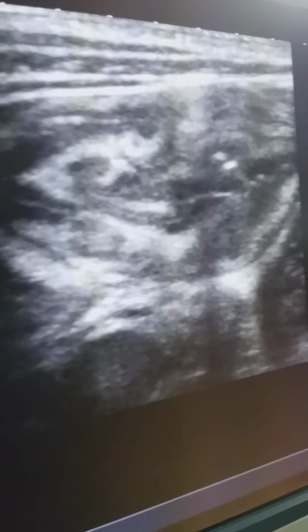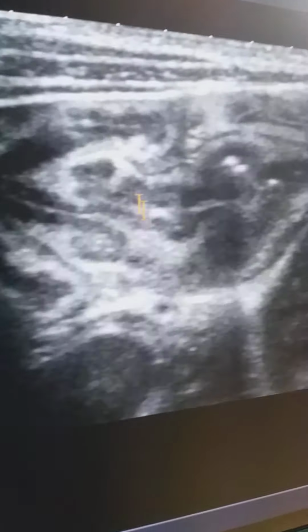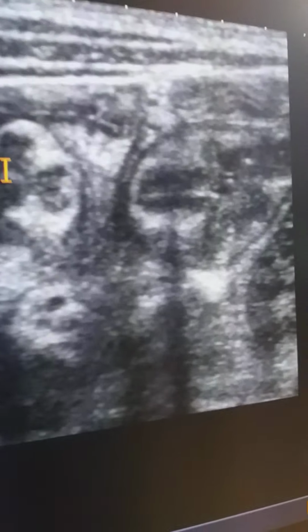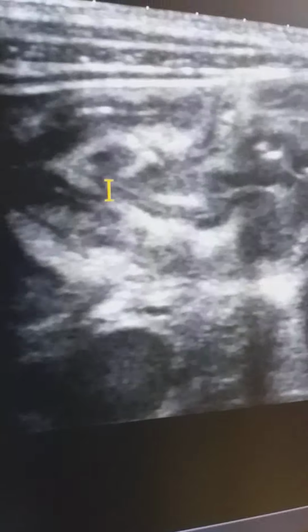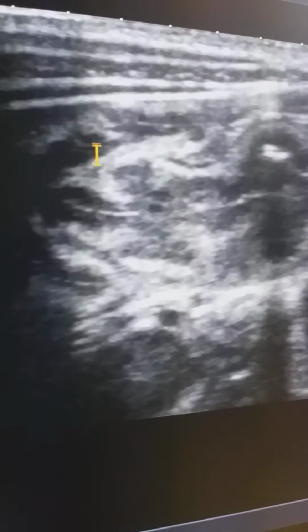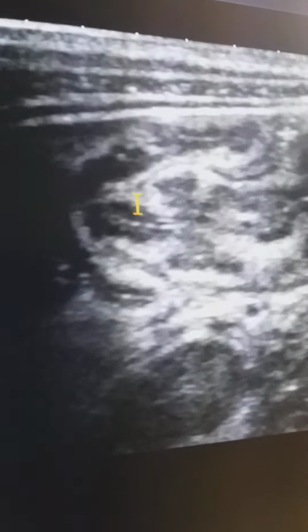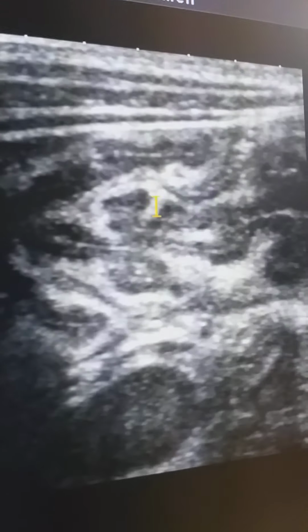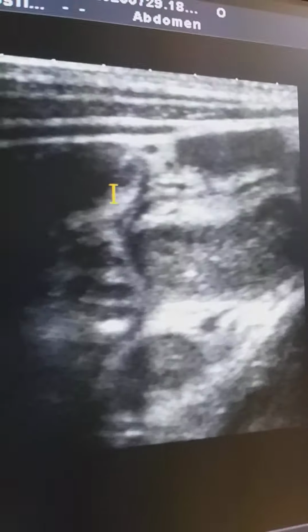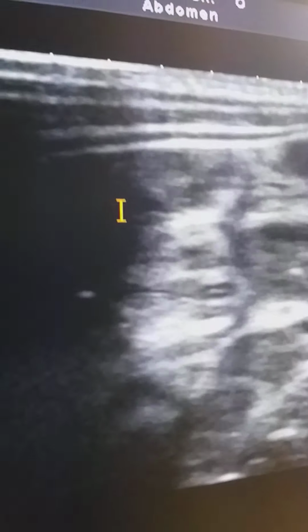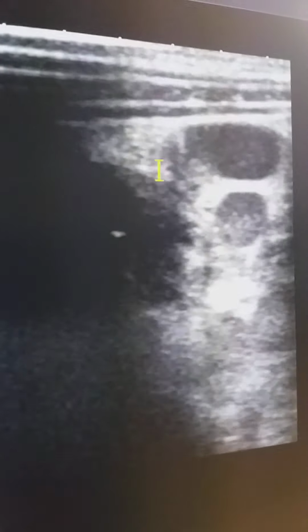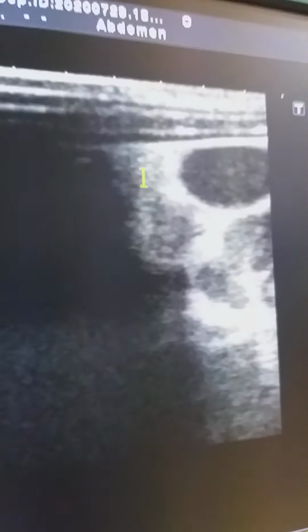And then this is the cecum. This is not a normal configuration of the cecum. Here we can see that no fluid is present in the cecum. This cecum is also thick walled. And if I go upward, the cecum is still thick walled, and then it joins the ascending colon.